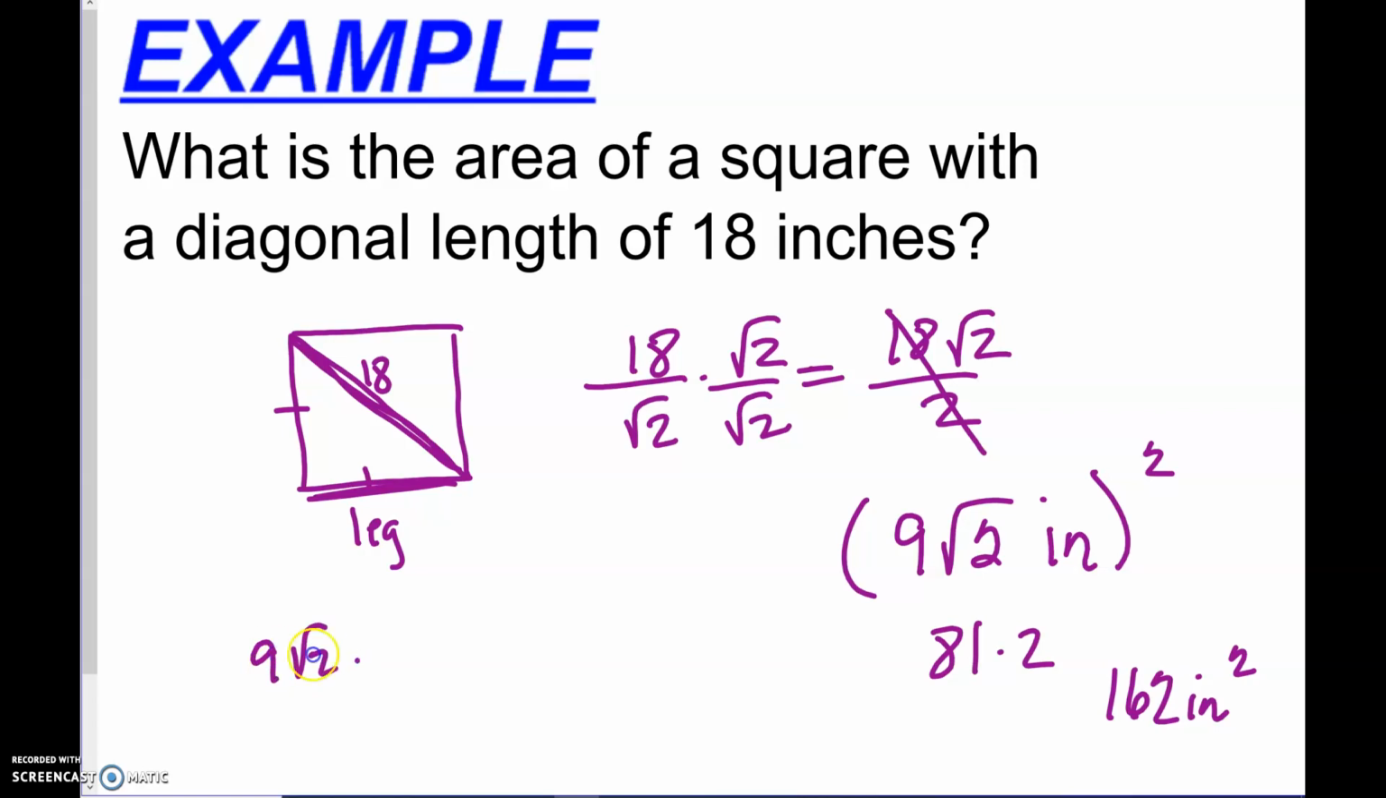So 9 root 2 times 9 root 2. 9 times 9 is our 81, and root 2 times root 2 is 2. So that's where I get 81 times 2.